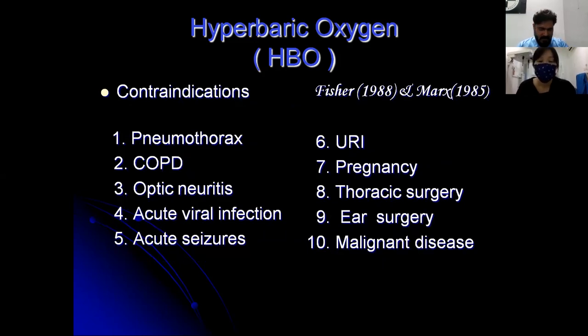Now the contraindications. In pneumothorax, you can't give hyperbaric oxygen. In COPD, optic neuritis, acute viral infections, acute seizures, along with URI, pregnancy, thoracic surgery, ear surgery, malignant disease, you can't give hyperbaric oxygen.